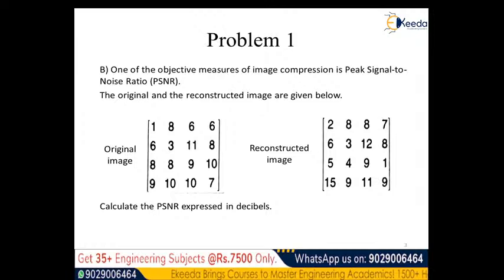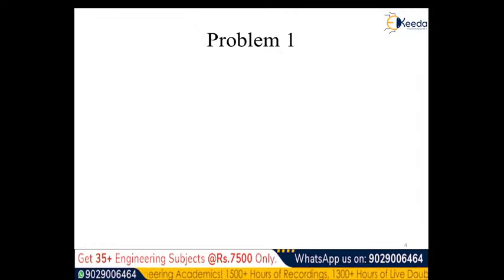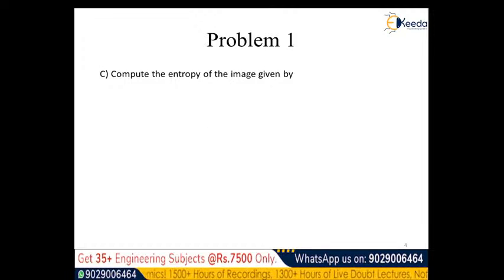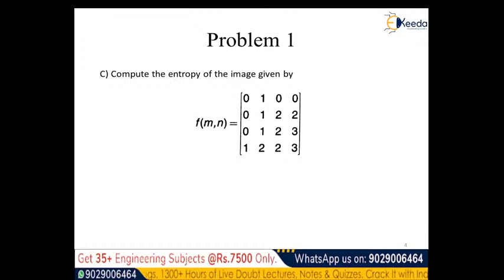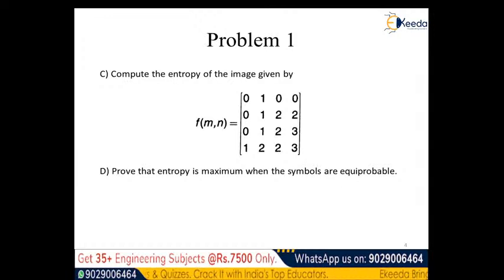Now in this problem statement we have two more parts, part C and part D. Part C is to compute the entropy of the image provided to us. The image is denoted f(m,n), equal to, again, a matrix of order 4 by 4. And last, part D is to prove that entropy is maximum when the symbols are equiprobable. So this is our complete problem statement. Now one by one we shall solve parts A, B, C and D.